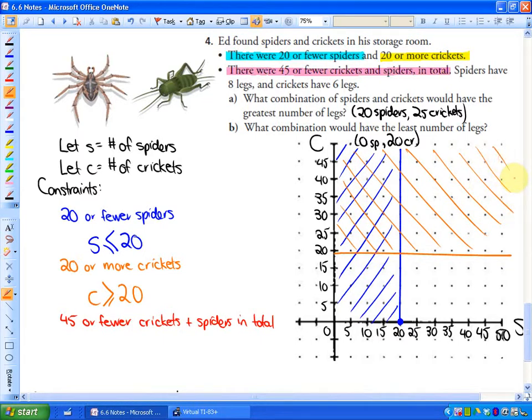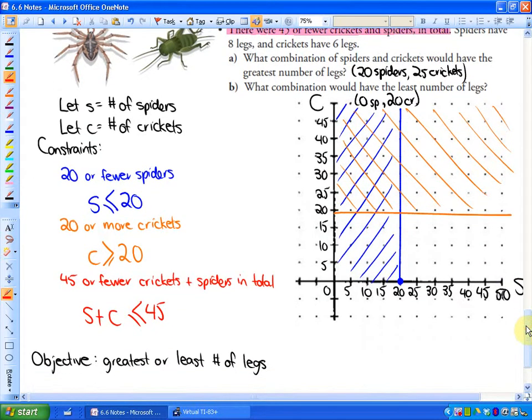The last inequality says 45 or fewer crickets and spiders in total. So if I add the 2 types of insects, spiders plus crickets, I have less than or equal to 45. That boundary line will be a slanted line because it has 2 variables. And the easiest way to do that is find the 2 intercepts by substituting in 0 for each variable separately. So your boundary would be where s plus c is equal to 45.